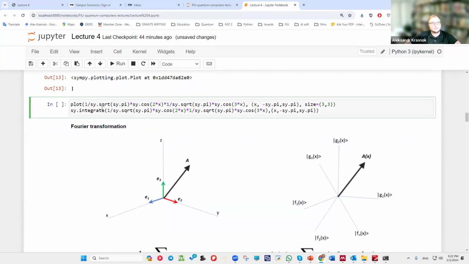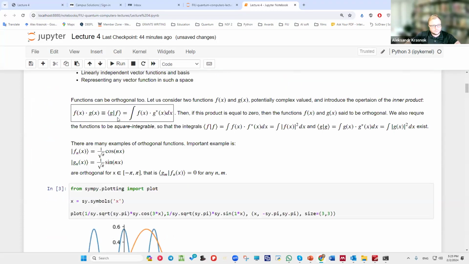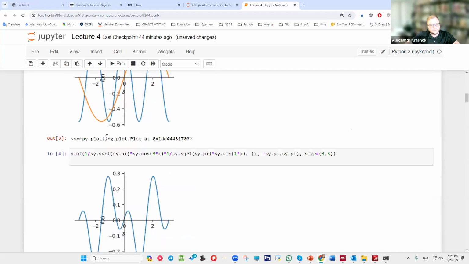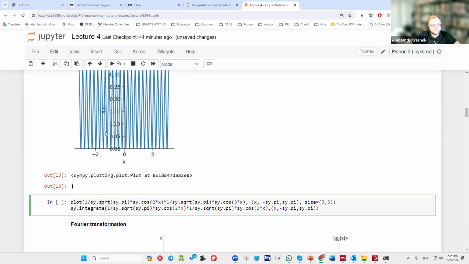Okay. Which means that these two sets of functions are orthonormal. They are orthogonal because all inner products give us 0, except for the case when n is the same, right? Cosine nx times cosine nx gives us 1. So these functions are orthonormal.